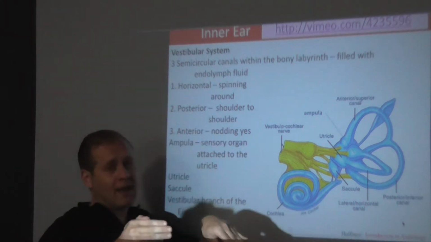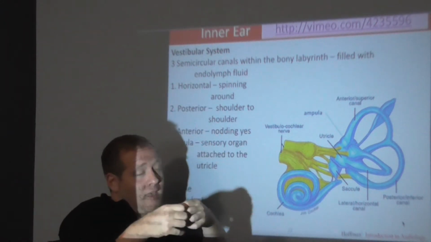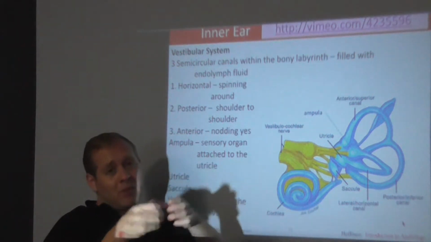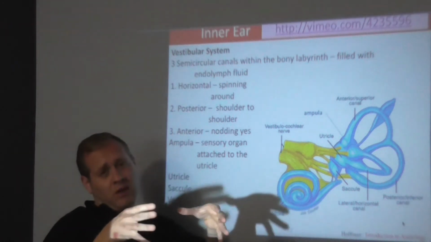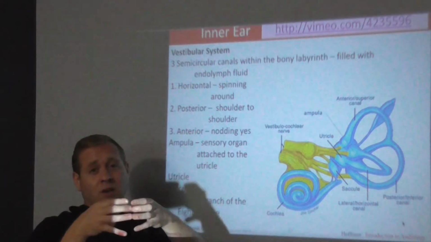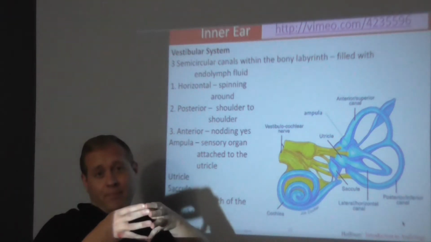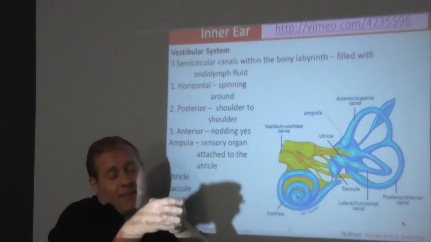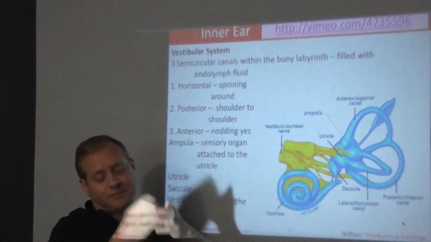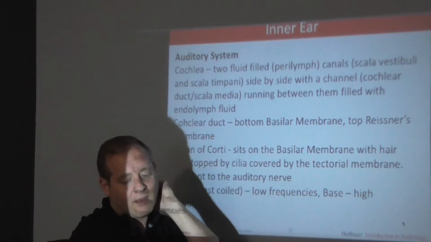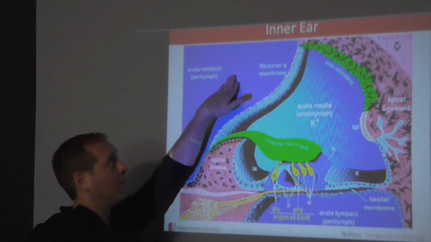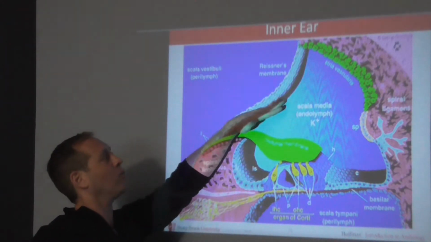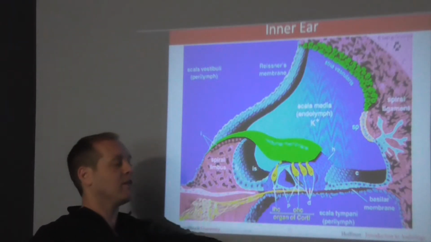So there are bony canals. Within the bony canals are the membranous canals. So it's a tube within a tube. Membranous tube within a bony tube. In the bony tube is perilymph fluid. The membranous tube is floating within the perilymph fluid. And then in the membranous tube is endolymph fluid. So, here we go. Bony tubes filled with perilymph fluid. Membranous tubes, remember these walls can vibrate, filled with endolymph fluid.